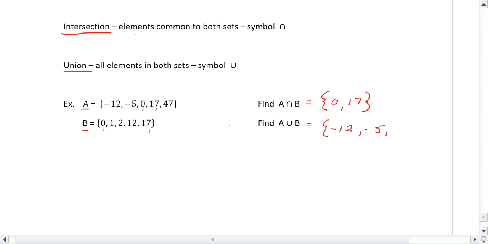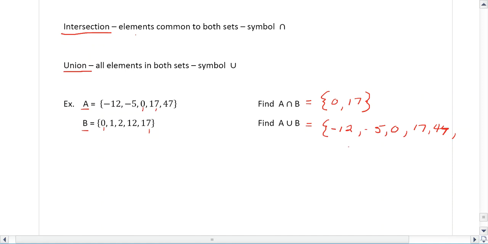And also, if an element 0 is in both of them, you do not need to list it twice. If you did, it wouldn't be wrong or anything. It's just not necessary. So I'm just kind of going through here. Whoops, 47.